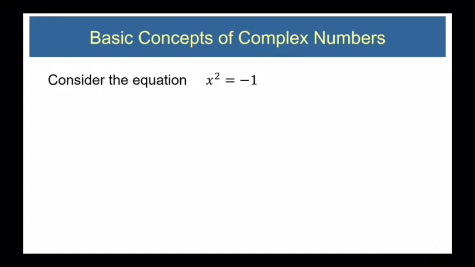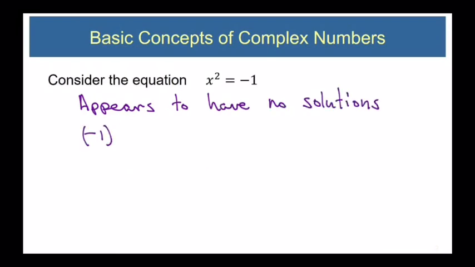Okay, first we want to think about where complex numbers came from. So let's just think about the equation x squared equals -1. Now you know that when you square a number, the result is going to have to be positive. There's no way we can square a regular number like the ones we've always been used to dealing with and have it come up -1. This appears to have no solution.